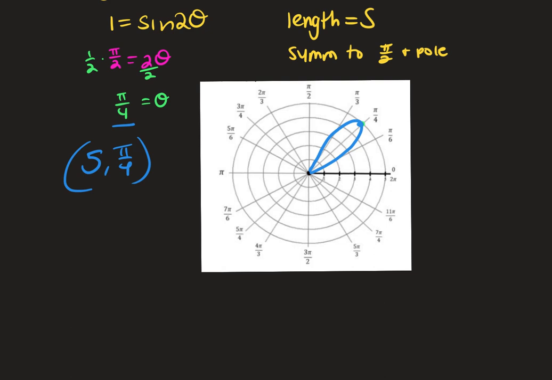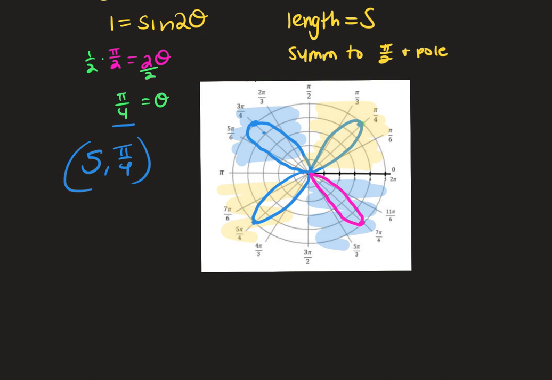Yeah. All right, then I know this has symmetry to the pi over 2, right? So that means that at pi over 4, there's also another petal. At 3 pi over 4, sorry, which would be there. And then because whatever happens in the top right quadrant happens in the bottom left quadrant, I know it happens at 5 pi over 4. And whatever happens in the top left quadrant happens in the bottom right quadrant, I know the other one is at 7 pi over 4.